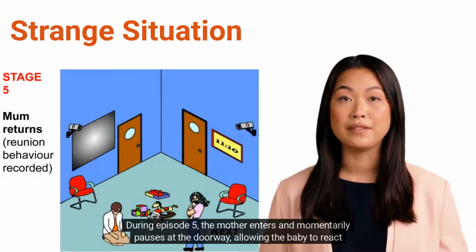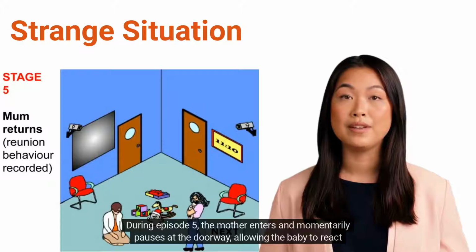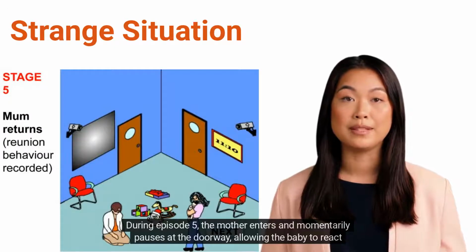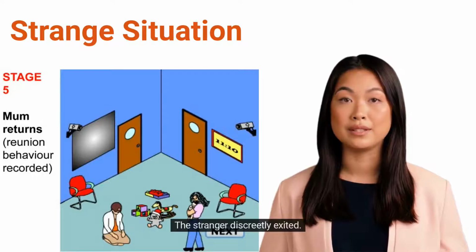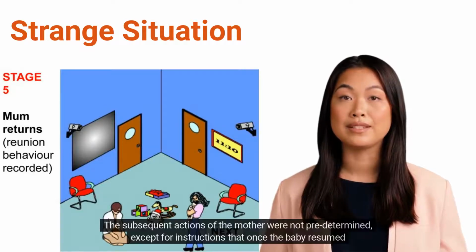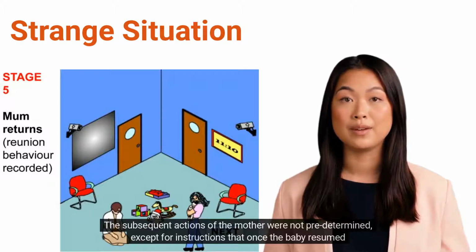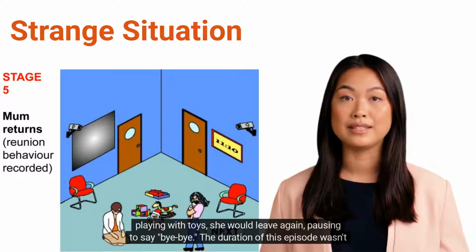During episode 5, the mother enters and momentarily pauses at the doorway, allowing the baby to react to her presence spontaneously. The stranger discreetly exited. The subsequent actions of the mother were not predetermined, except for instructions that once the baby resumed playing with toys, she would leave again, pausing to say bye-bye. The duration of this episode wasn't fixed.